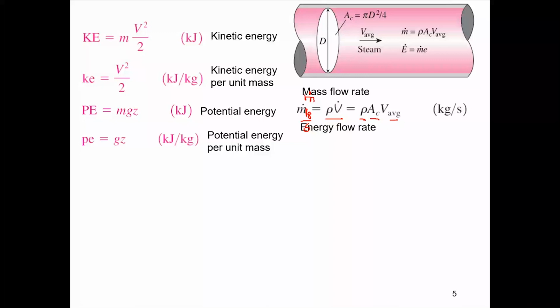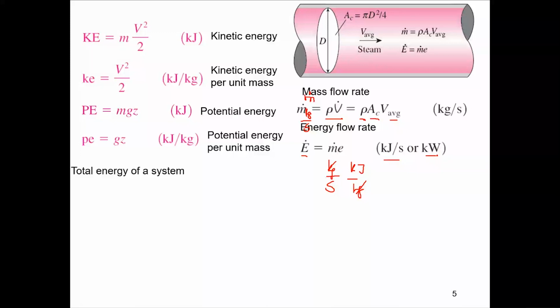Energy flow rate is again the capital letter energy having a dot on top of it. It can also be expressed in terms of mass flow rate, which is kg per second, multiplied by kilojoules or joules per kg, which is the specific energy. The kg would cancel out and most of the time you'll have the units of kilowatts. So you should be familiar that whenever you are expressing kilojoules per second, that is equivalent to kilowatts. Moving on, the total energy of the system. How many components are there to the total energy of the system?